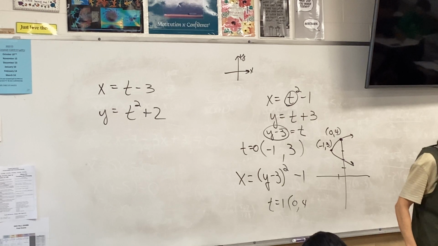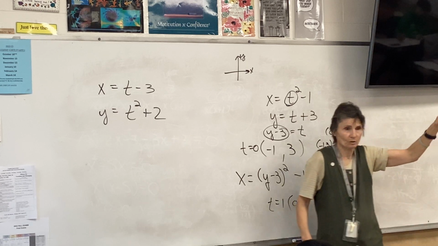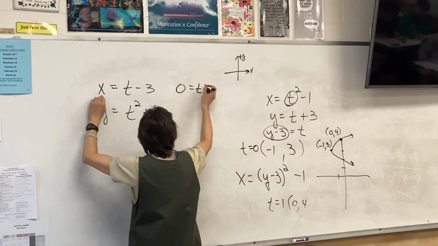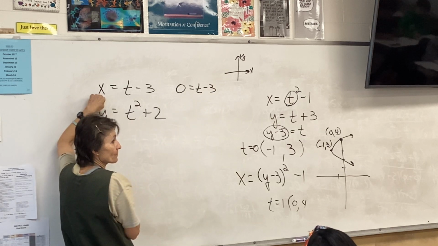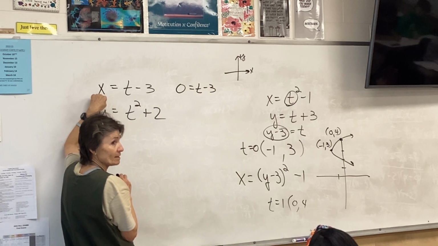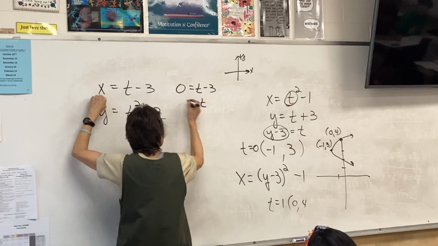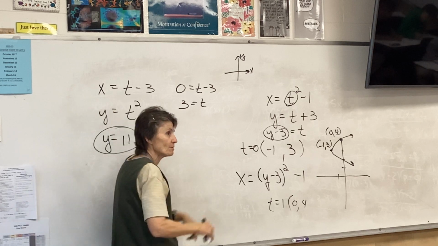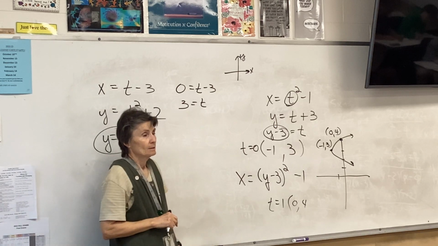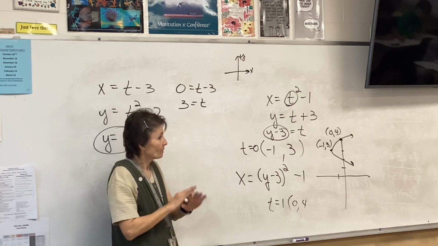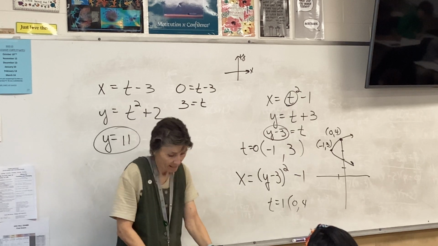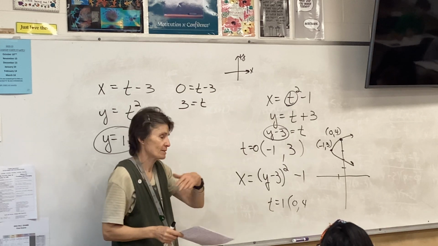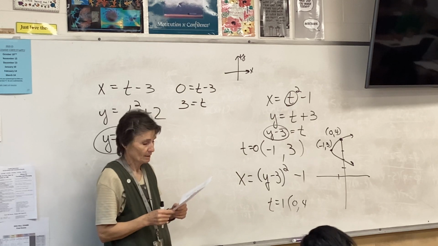You let x be 0. I don't care what the equation looks like. It doesn't matter. So I'm going to come up here and I'm going to let x be 0. Well, what does that tell me? That tells me that t has to be 3. And if t is 3, then what's y? 11. There you go. What's your y-intercept? 11. You let x be 0. Done. That's how you do it. Every y-intercept in the whole wide world: let x be 0. All right.